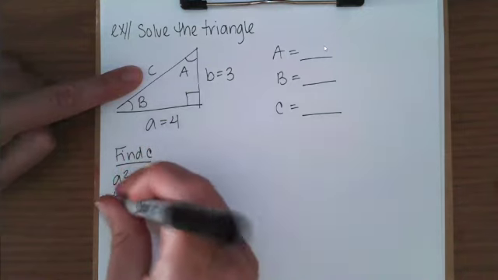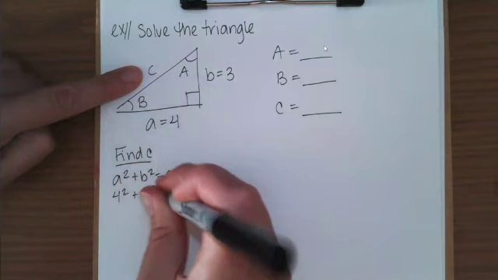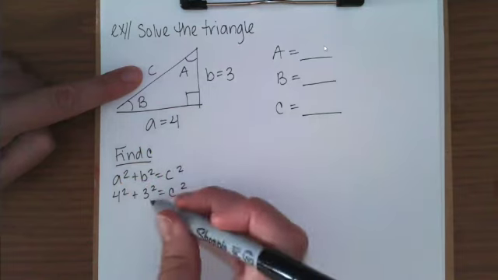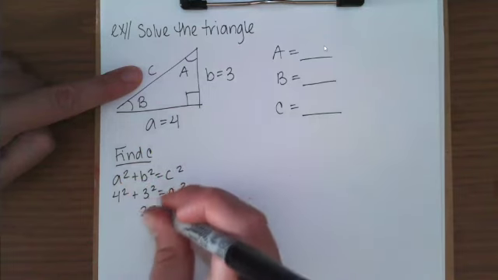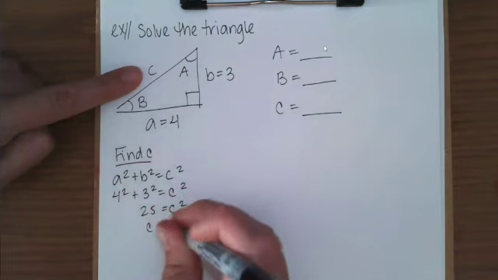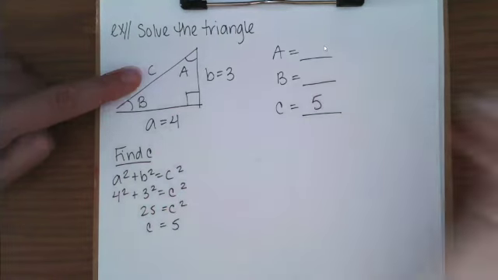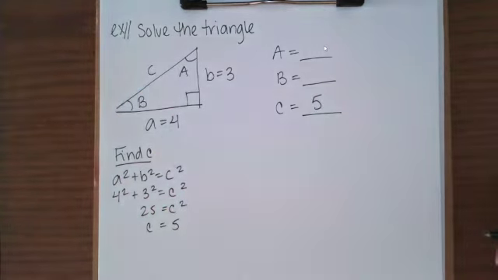So we have 4 squared plus 3 squared is c squared. 4 squared is 16, 3 squared is 9, so 25 is c squared, which means c is 5. Now look, this is our good old 3, 4, 5 triangle that we've been working with quite often this semester. This is a really nice Pythagorean triple.